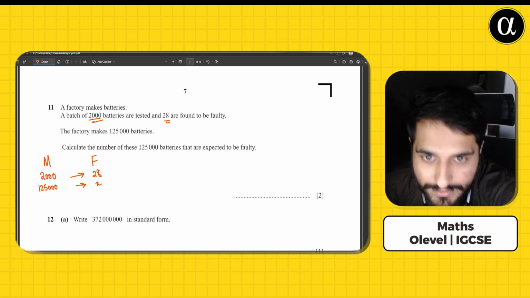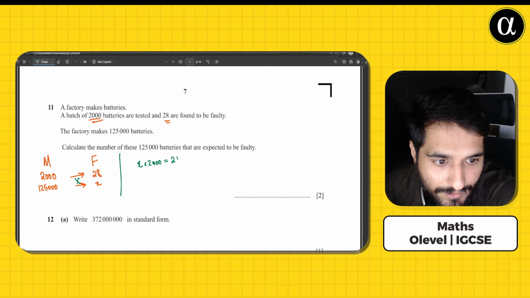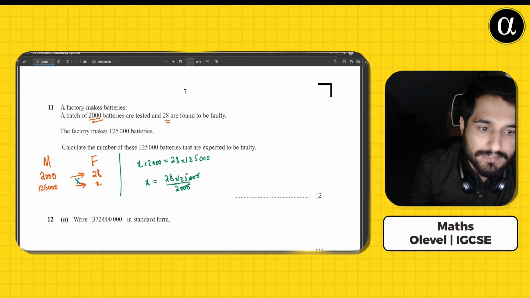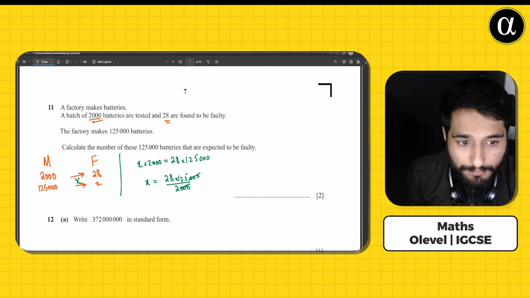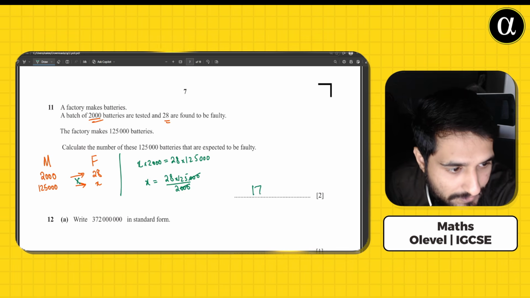So what we'll do is simply cross multiply for this case, and we can say x times 2000 is equal to 28 into 125,000, and the value for x is going to be 28 into 125,000 divided by 2000, where the zeros would be cancelled, and it would be 28 into 125 upon 2, and this gives us 1750 as the answer.